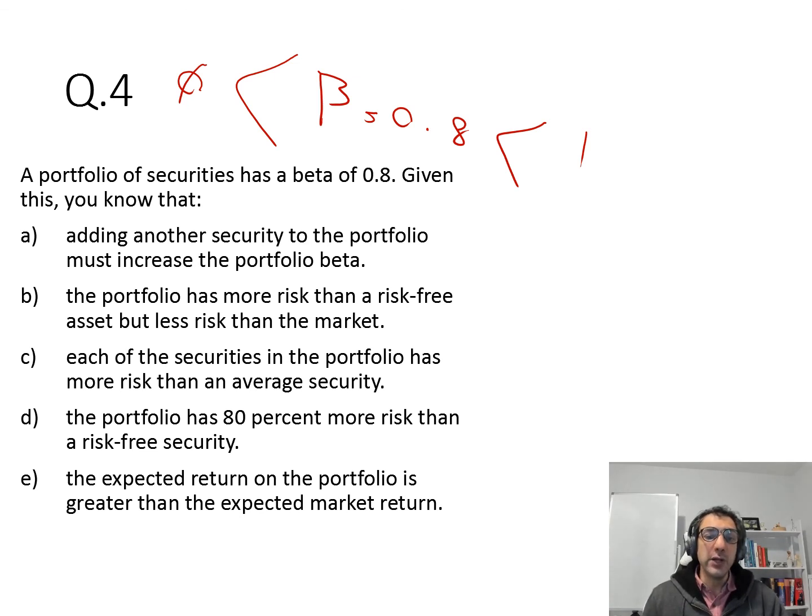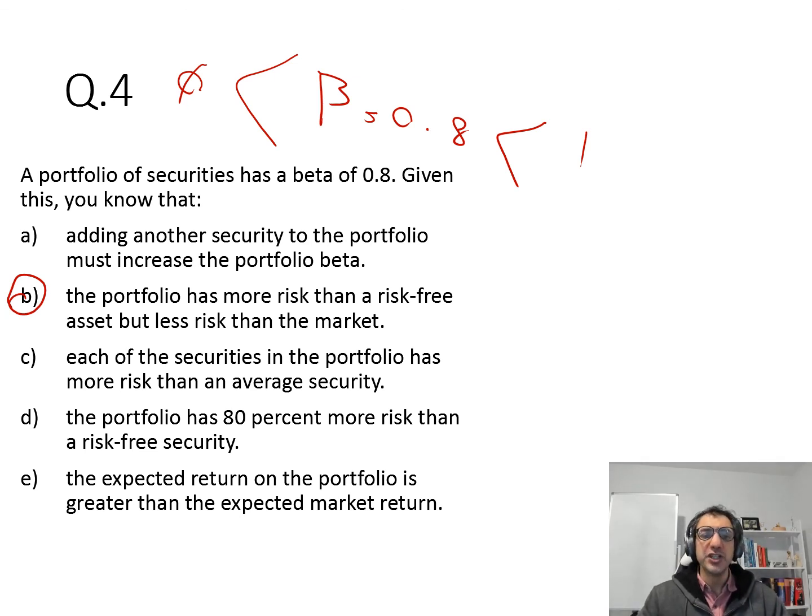B: the portfolio has more risk than the risk-free asset, but less risk than the market, which is correct. As I mentioned, 0.8 means greater than 0 and less than 1. So it's riskier than the risk-free asset, but less risky than the market. So B should be the correct answer. Why not C, D, or E?